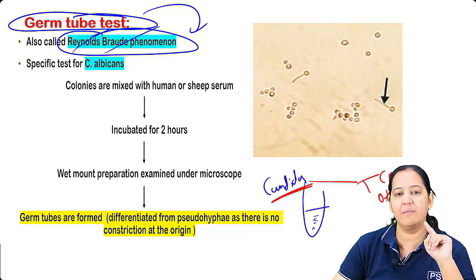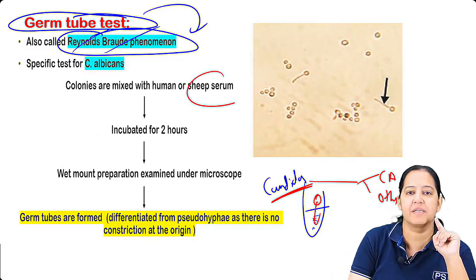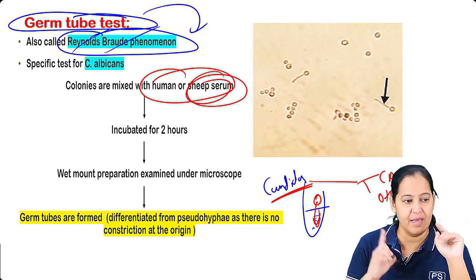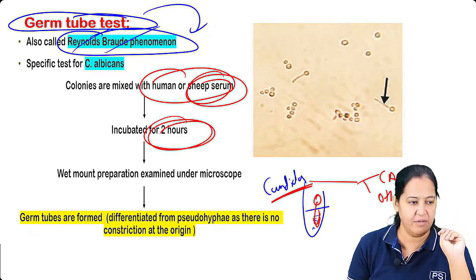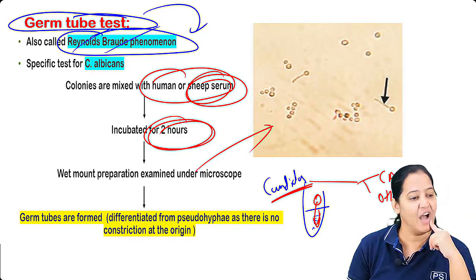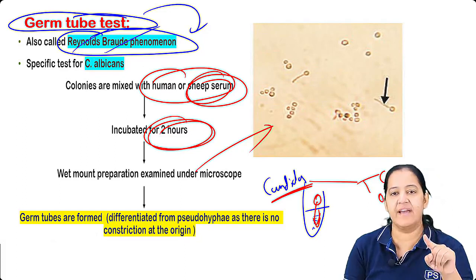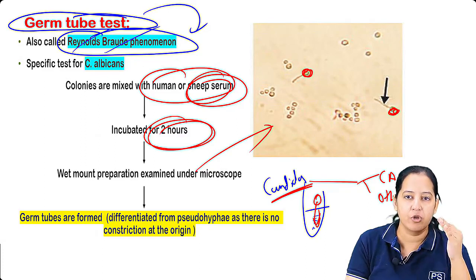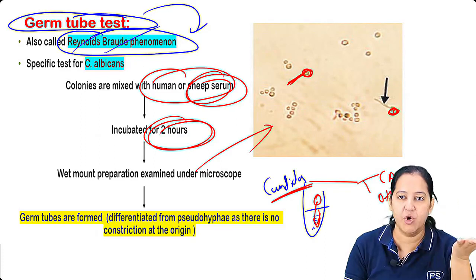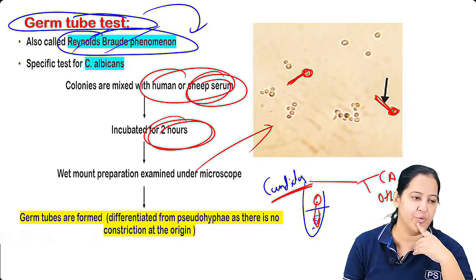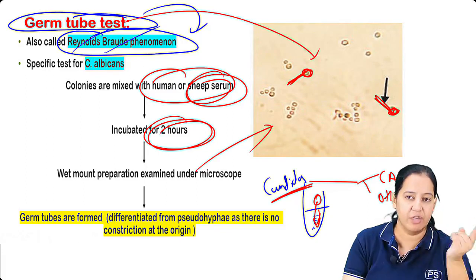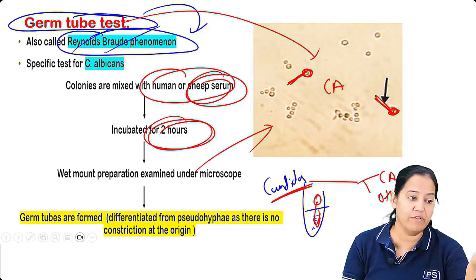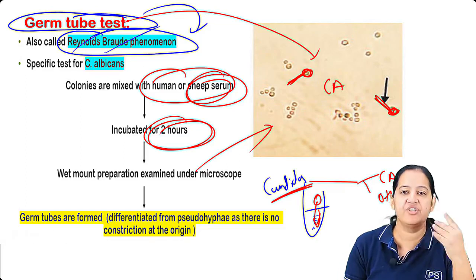So what will I do? I will mix human or sheep serum into the specimen and incubate it for 2 hours. After that, I will make a smear. If it is Candida albicans, in the presence of serum, tubes will erupt out. These are known as germ tubes. No other Candida has the tube. So if the tubes appear after 2 hours, it is Candida albicans. If the tubes do not appear, it is some other Candida. We don't know which one, but it is not Candida albicans. This is how we differentiate Candida albicans from others.